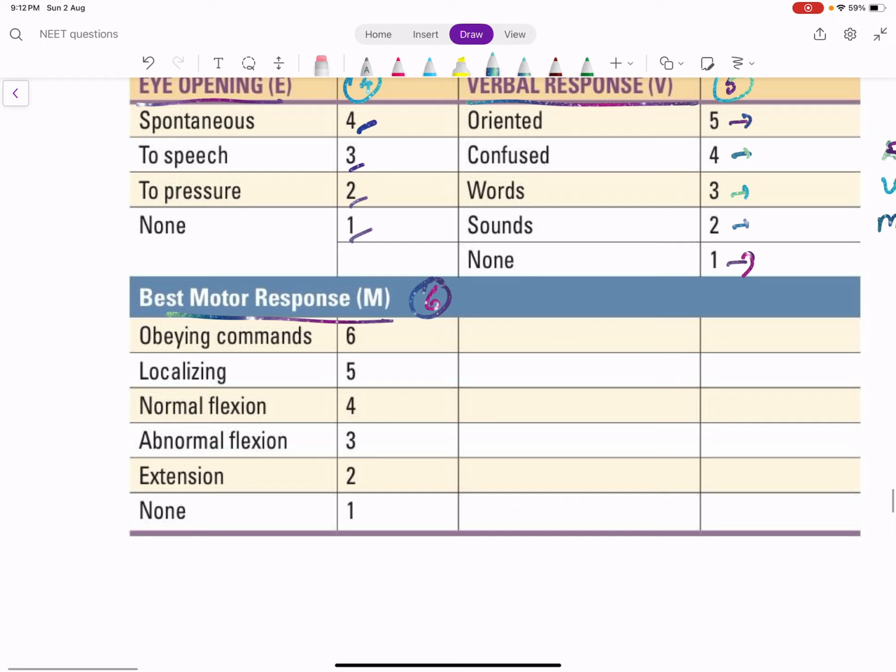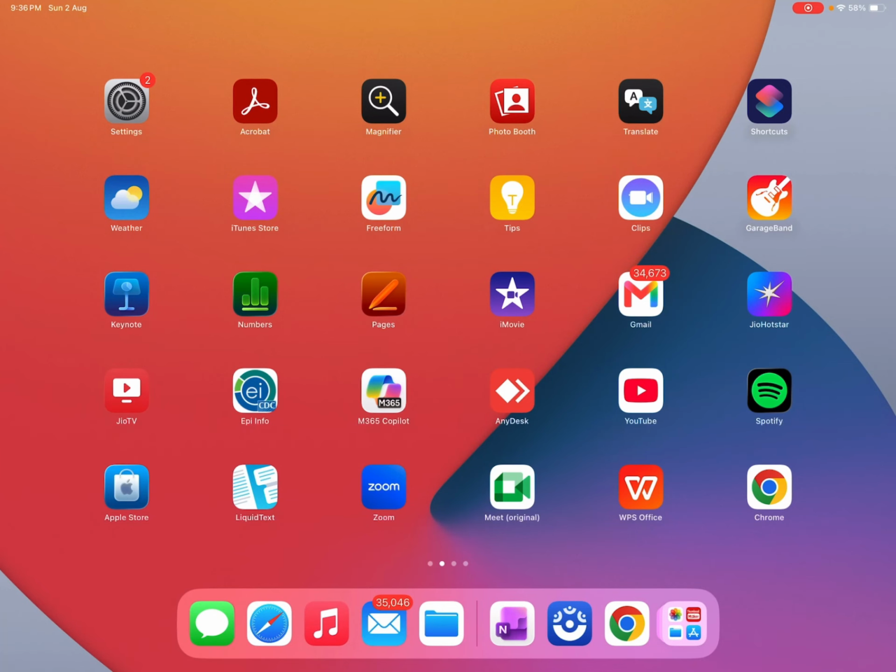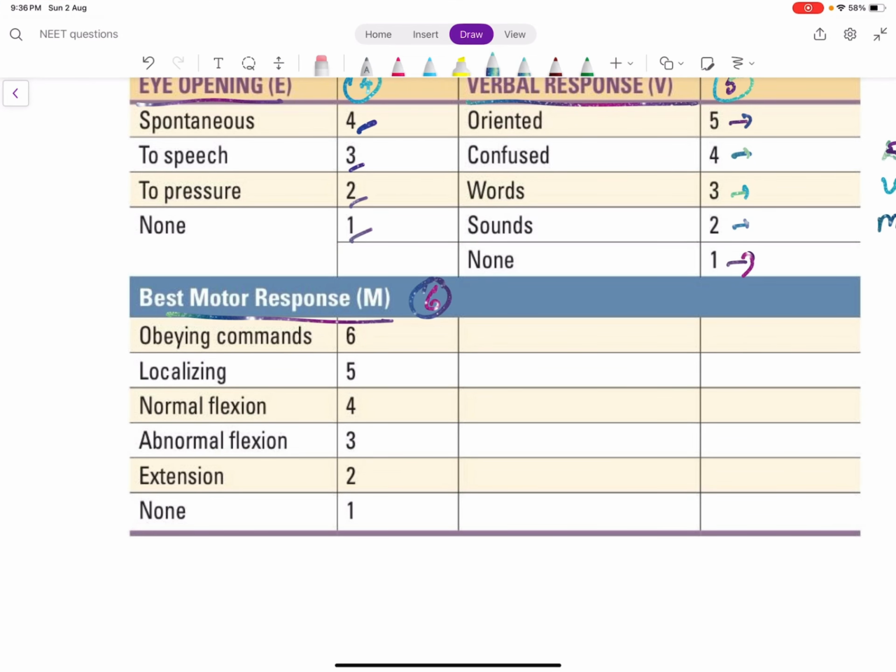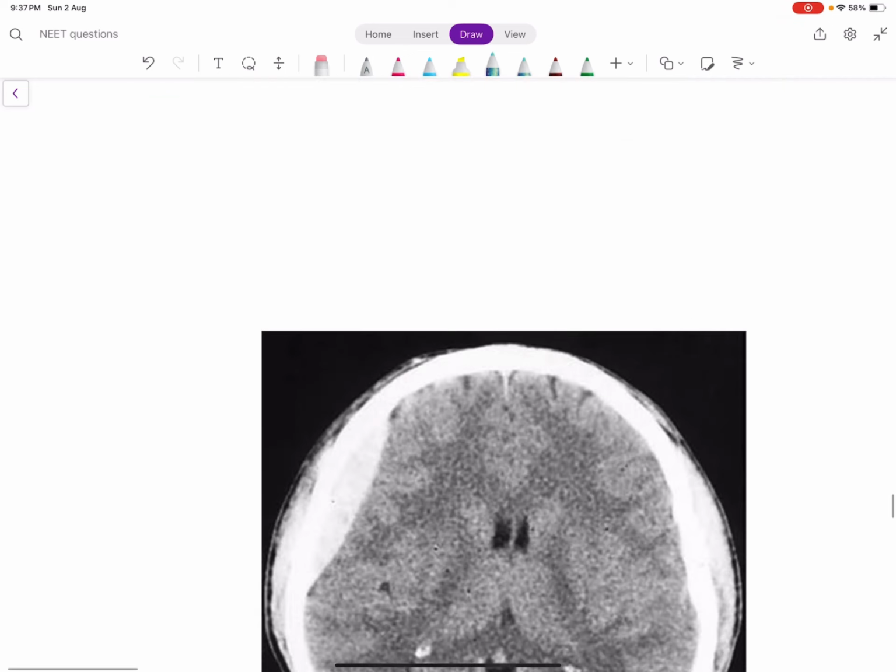Best motor response, obeying commands is 6. Localizing is 5. Flexion is 4. Abnormal flexion is 3. Extension is 2. And no response is 1. In head injury, a total GCS score of 8 is important. When the GCS is 8 or less than 8 in head injury, it is dangerous. So it means at that time it may need intubation. So sometimes questions may be asked to evaluate the GCS.